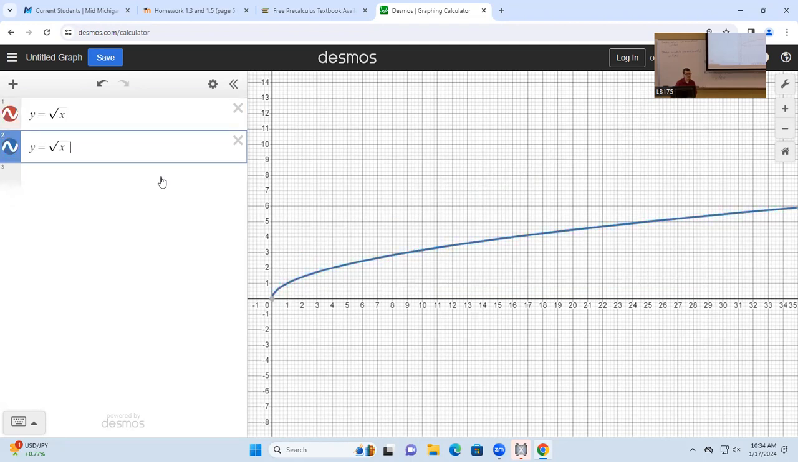If you multiply a number on the inside, what's going to happen is it's going to be a horizontal stretch. So it's going to get closer to or further away from the y-axis. That makes sense? We're talking about vertical stretch being closer or further away from the x-axis. Horizontal stretch or shrink, closer or further from the y-axis.